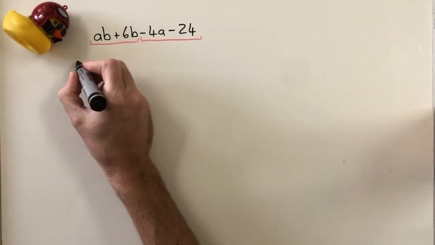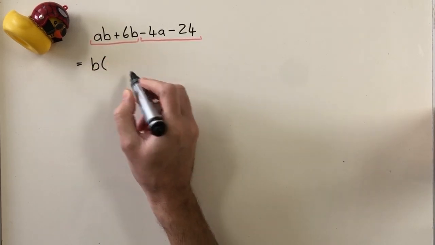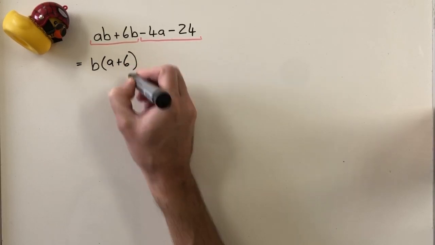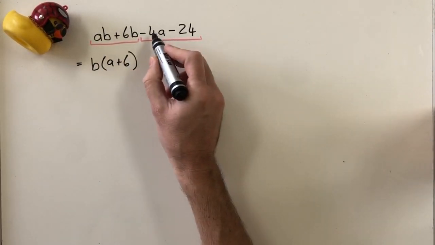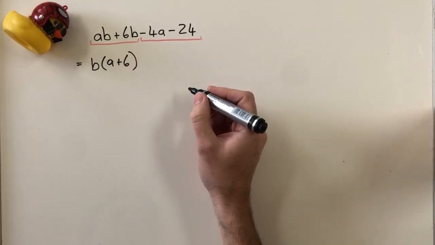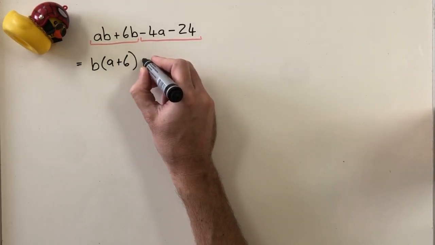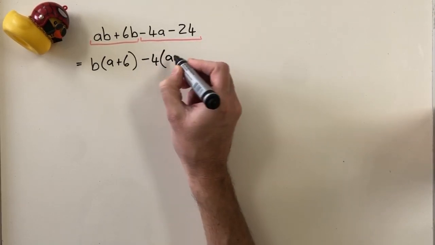So in this case, I see there's a B common in both, so I can write the B. And what's left here is A plus 6. So I factorize those two terms into this one term. And then here I have a choice. I can maybe take out a -4. Let's take that out, -4. And then what I'm left with here is A.